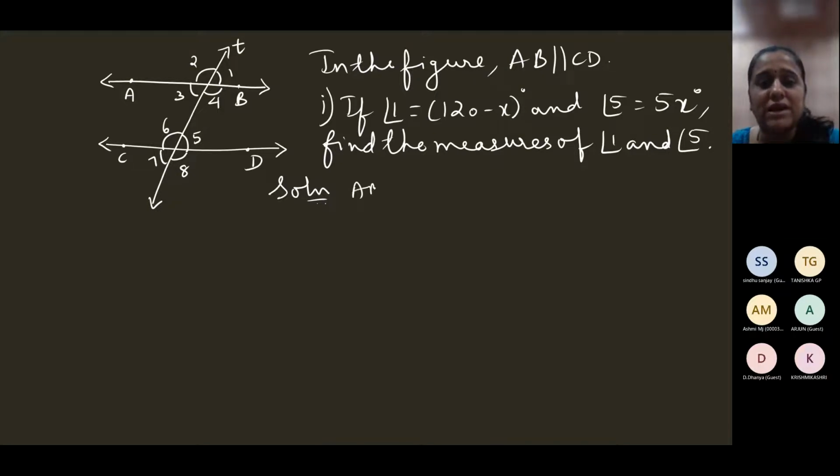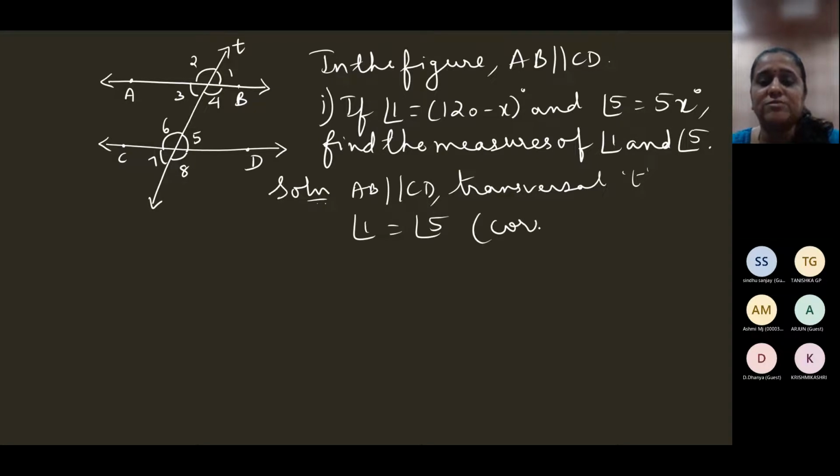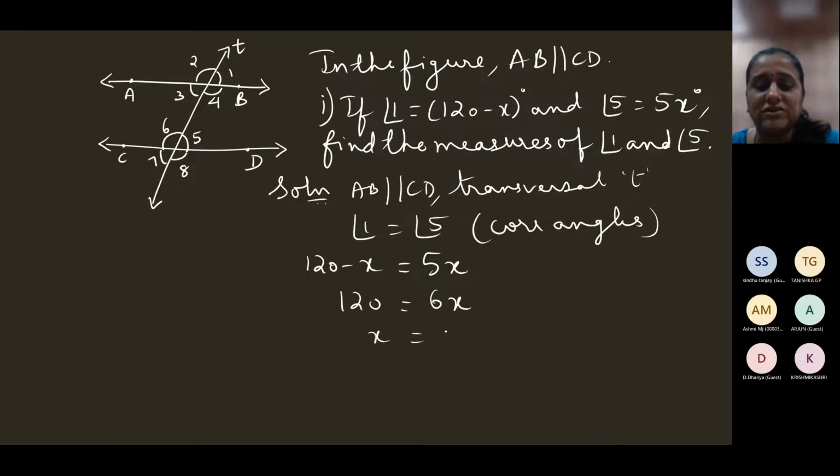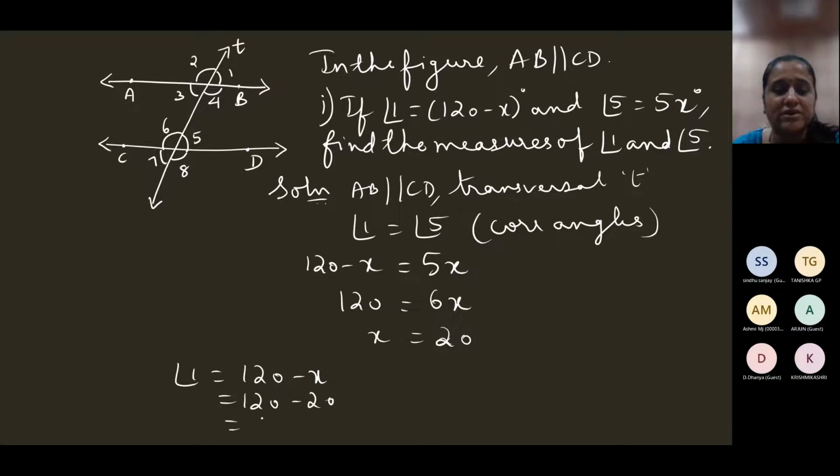So AB parallel to CD, transversal T. Or you can write T is a transversal. We have angle 1 is equal to angle 5, corresponding angles. Angle 1 is given to be 120 minus x and angle 5 is 5x. So 120 is equal to 5x plus x, 6x. So x is equal to 120 by 6, 20. The value of x is 20. So the measure of angle 1 is 120 minus x, that is 120 minus 20, which is 100 degrees.